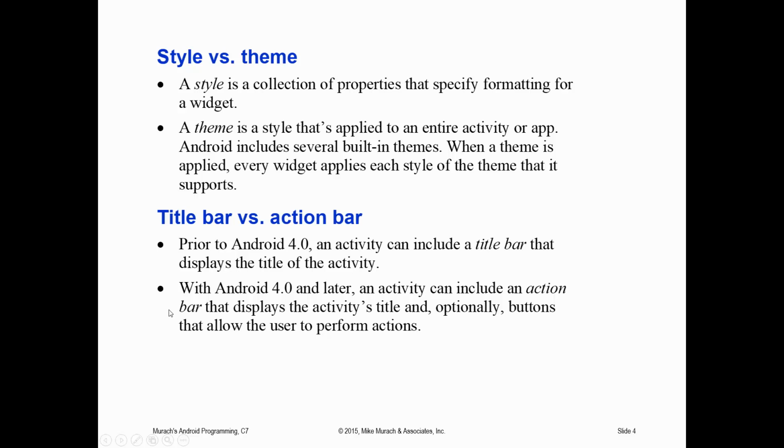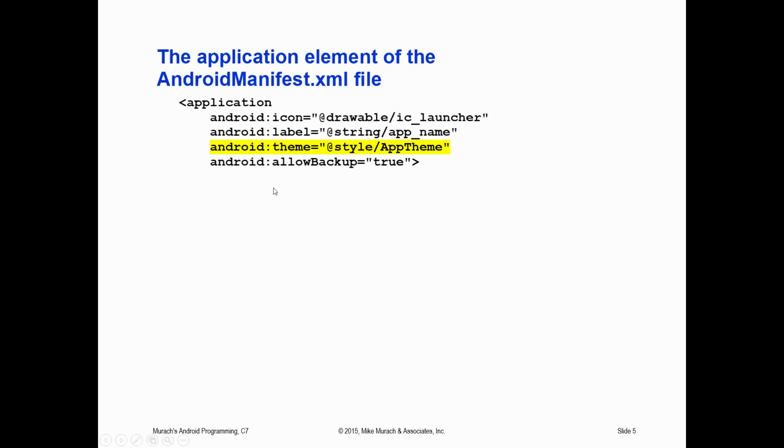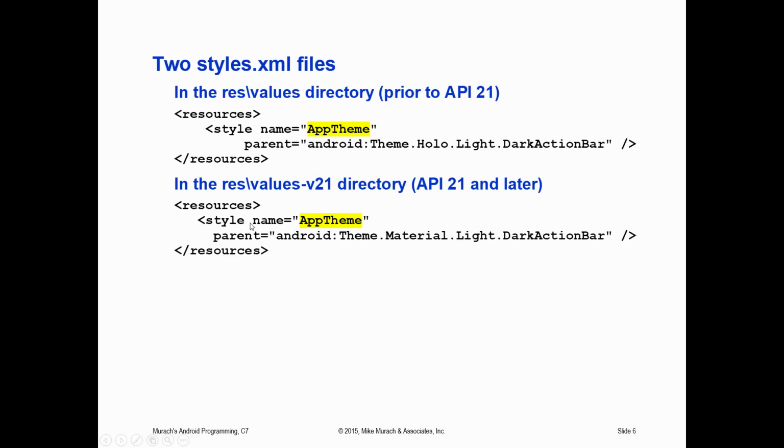So here's style versus theme. It's kind of what I just mentioned. This is how you could come in and apply the theme to the entire application. They give you two styles.xml files here. If necessary, you can use multiple styles.xml files to set appropriate themes. The Android manifest uses the application element for all of them. That's what we just saw previously.